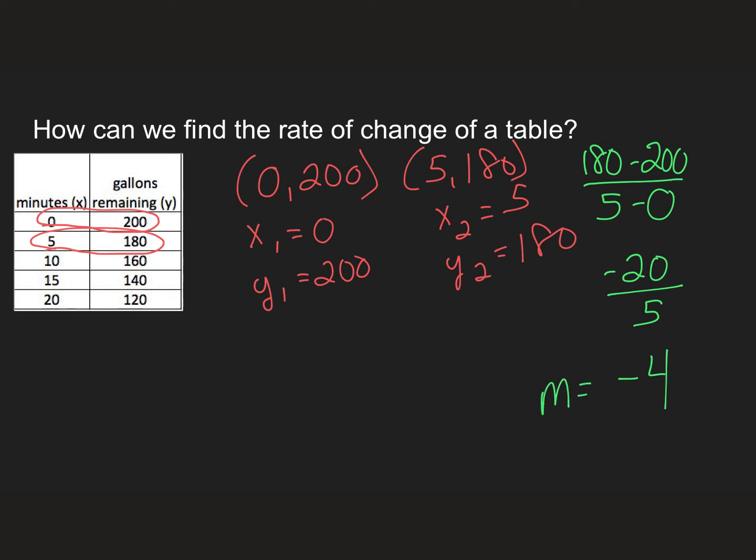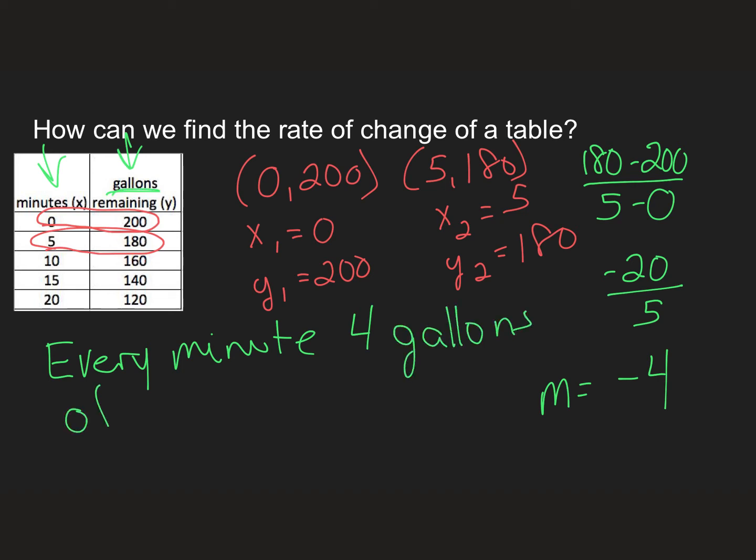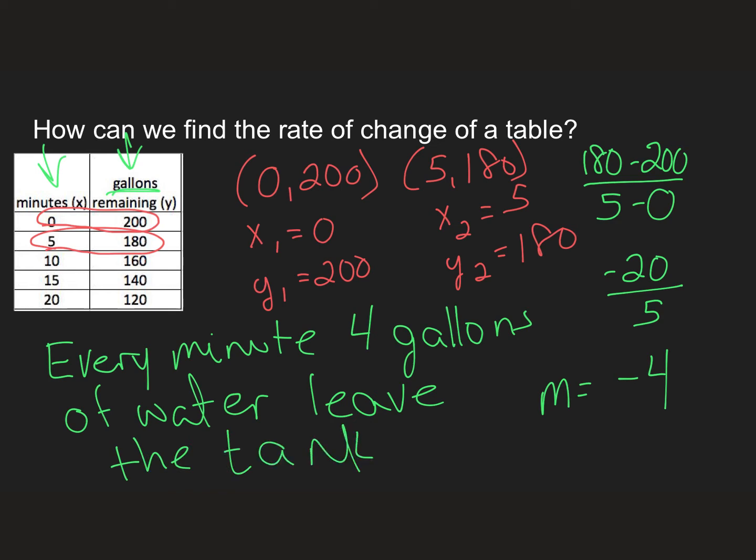But there's another way to say this. I could write this as a sentence. Look at here, I was looking at minutes and gallons remaining. So every minute, let's write this over 1, 4 gallons of water leave the tank. You must be talking about something with gallons and leaving a tank or a pool. I'll say leave the tank in this case. So that's how we can describe the situation.